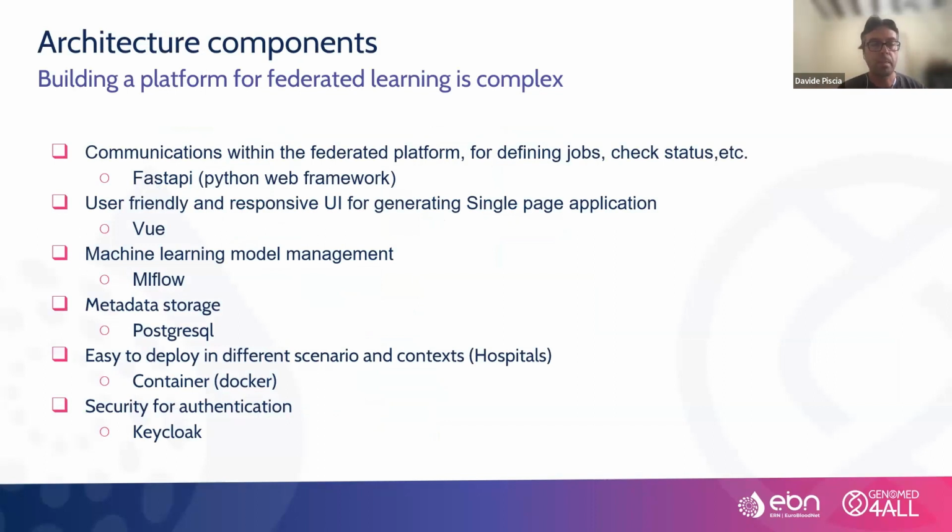Apart from Flower, which is the federated learning library, we needed to choose different modules, as I mentioned before. So we tried to put together different bricks, and one important piece is the server. The server is the module, the software, that allows communication between different nodes. So we need to organize quite a lot of communication between the central server and the different nodes. So we need standard communication, and for this we are using FastAPI, which is an open source Python-based web framework, which is very popular, especially in the machine learning community. And it also provides some good features, like automatically documenting very well the APIs that the system has to use.